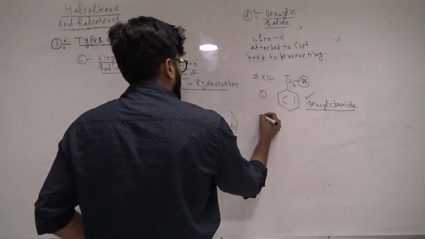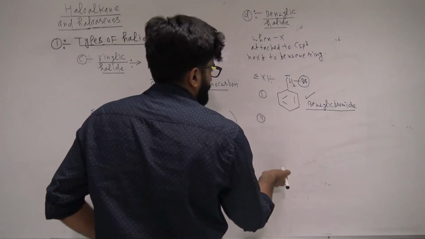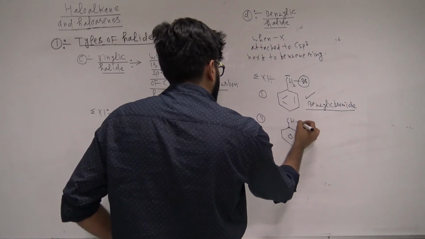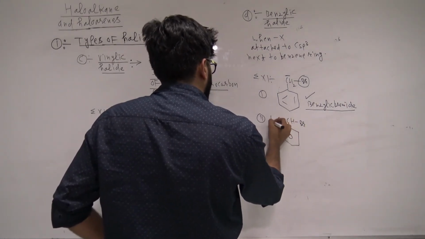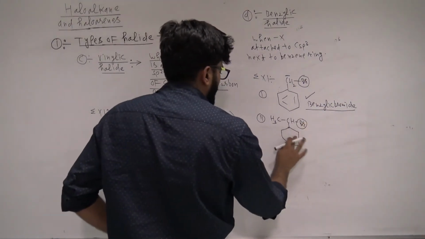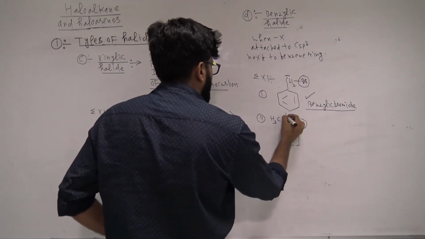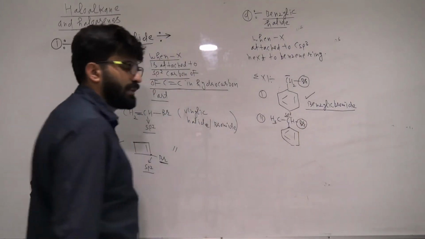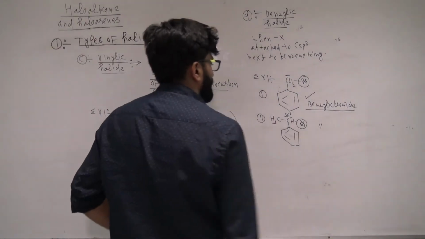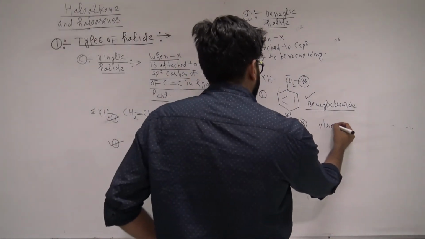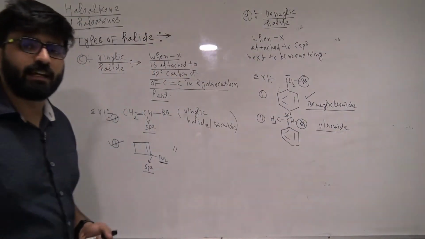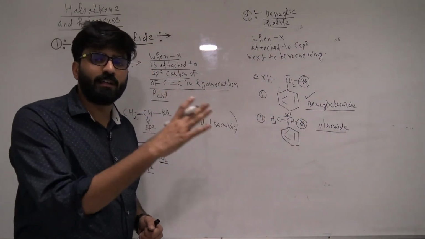Okay, one more question I will do. Even if I write like this, again the halogen is attached to a carbon that is sp3, and this carbon is next to the benzene ring. So it is also benzylic bromide. This is how we are going to identify the type of halide.